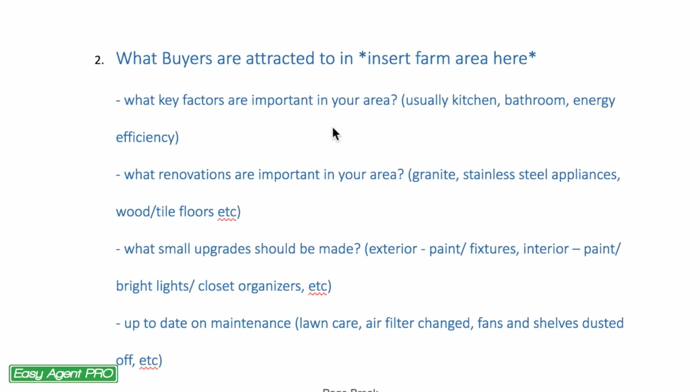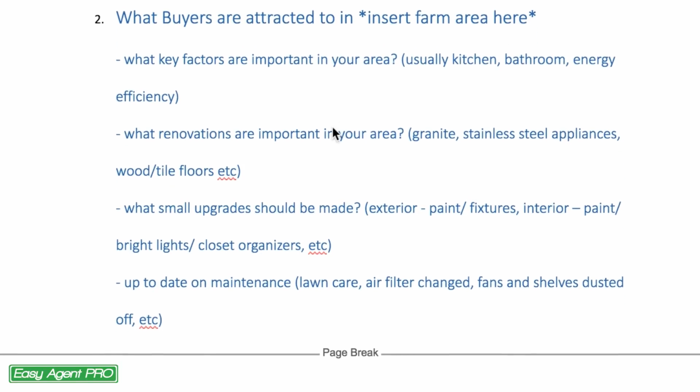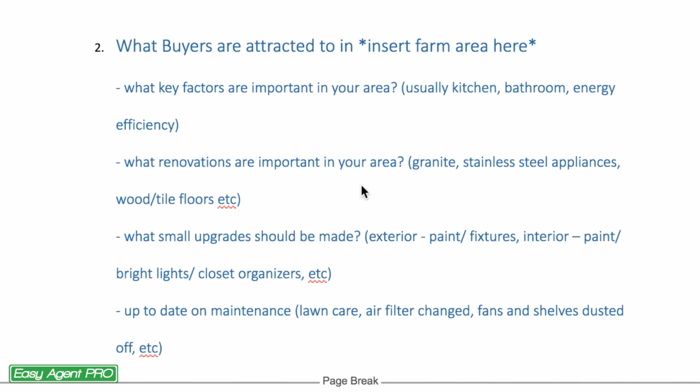But if you're in a different area that, say, people care more about open floor plans, or people care more about pools, or people care more about having more bathrooms, or more bedrooms or something, you want to make sure that whatever it is that's specific to your area, you want to go over it inside of your pre-list, inside of your home seller's guide.